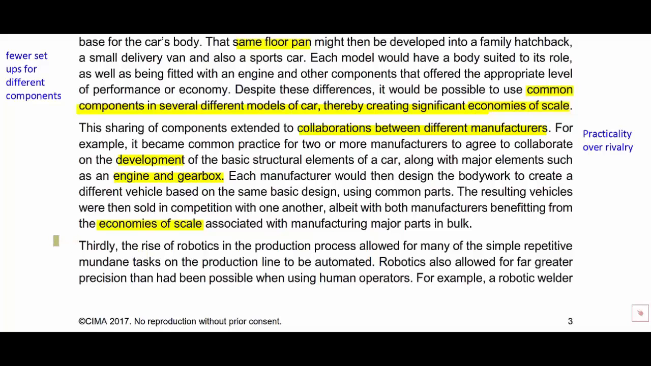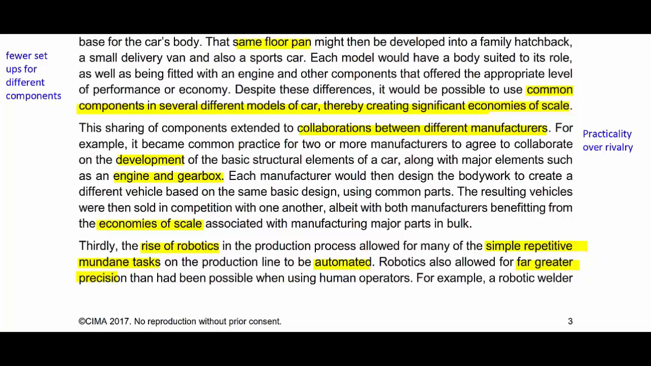And the final big movement in the latter part of the 20th century relates to the rise of robotics. And I made reference to this before, that a lot of the repetitive, mundane tasks are now automated due to these robotics. And also there's a greater degree of precision than when using human operators.